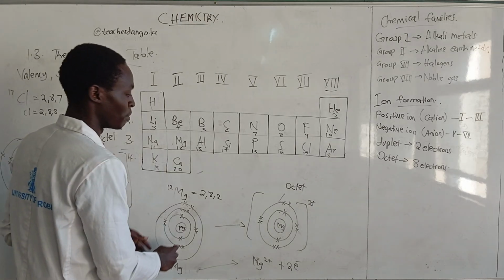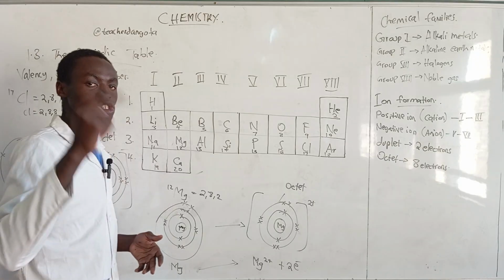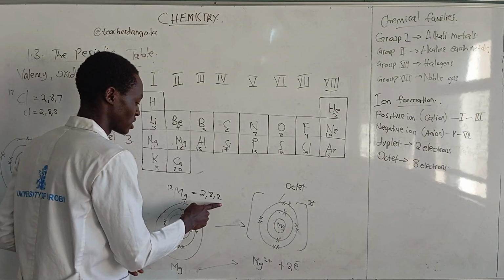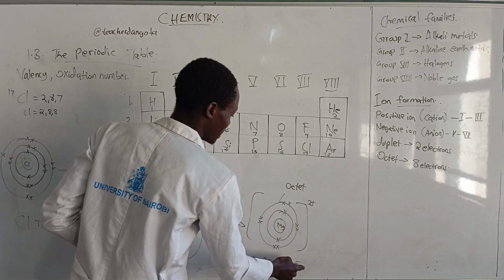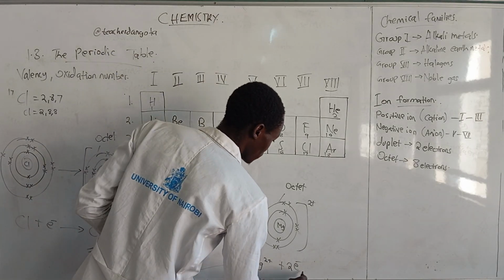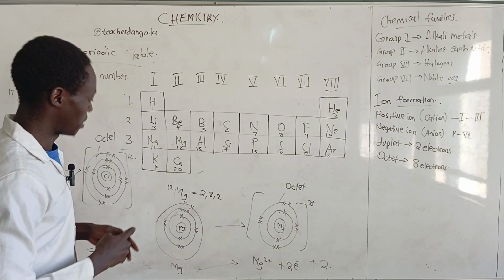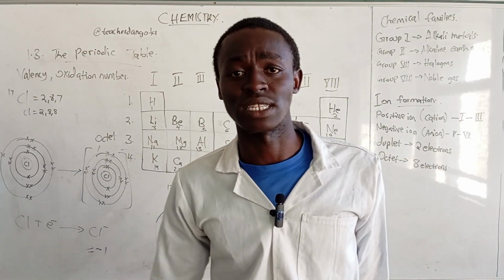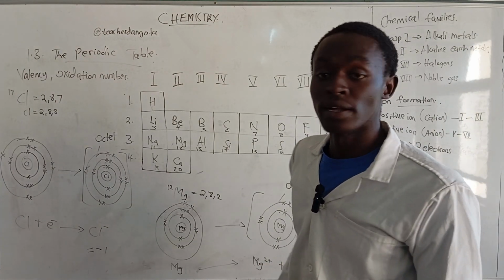How about magnesium? For it to gain its stability, it lost 2 electrons. Once it lost the 2 electrons, the oxidation number for magnesium was plus 2. That is the oxidation number for magnesium. So oxidation number and valency are just that simple to understand. There is not much more to it.